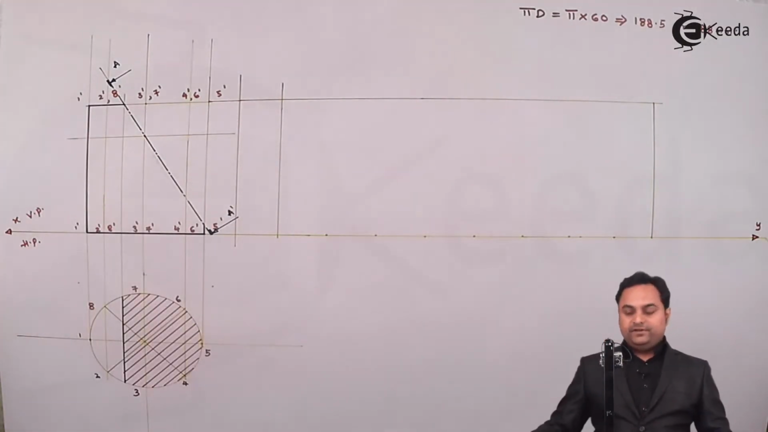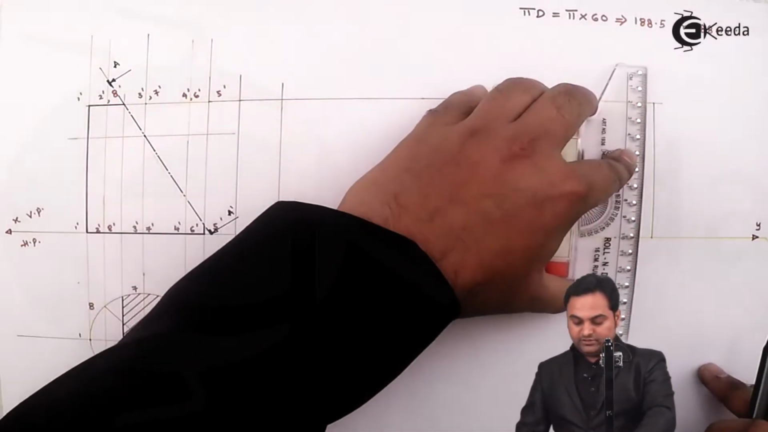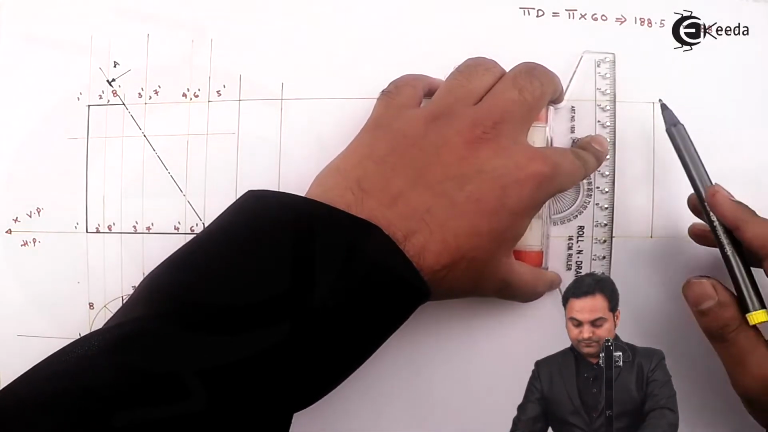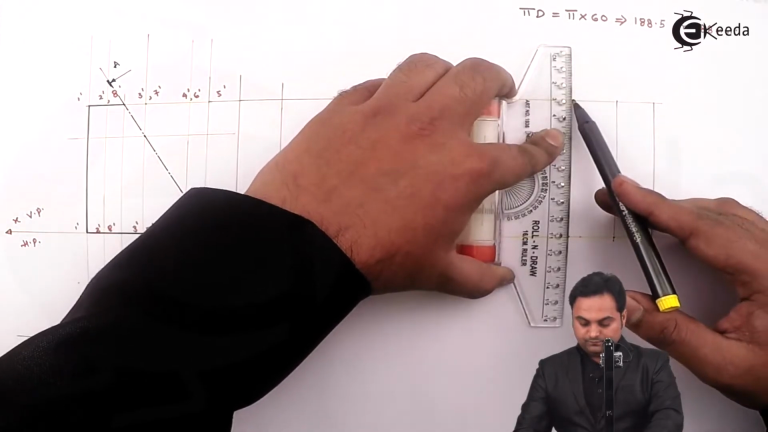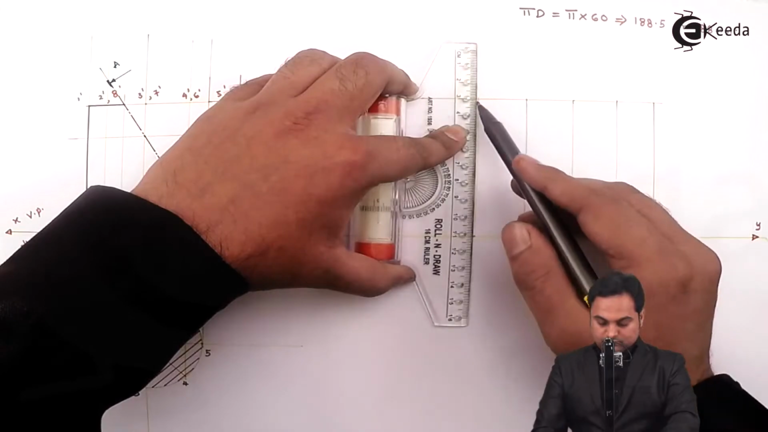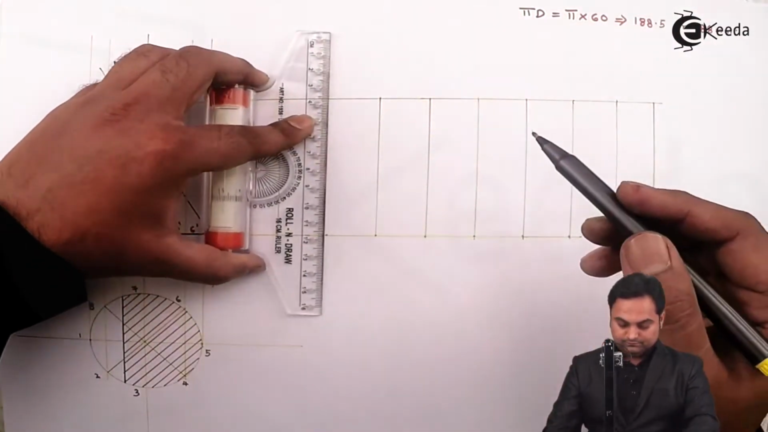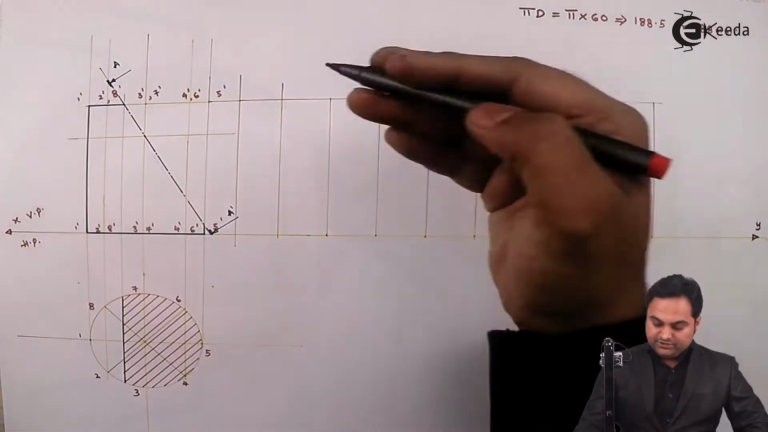So I've divided it into 8 equal parts because I have divided the circle also into the same number of parts, drawing parallel vertical lines to these points. Now I'll give the notations here as well.